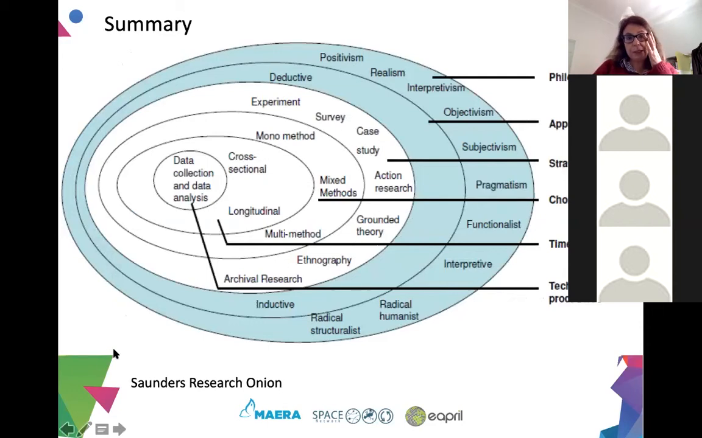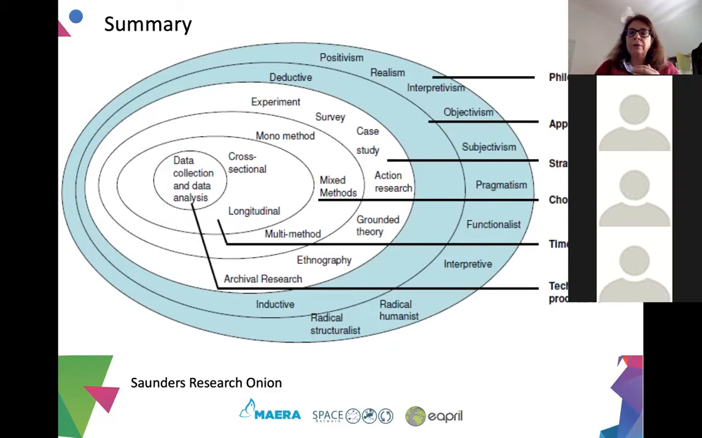I would like to show you this image. Probably you already know it, but I like to use it with my students. This is the Saunders Research Onion. Using this, you can understand the relationship between all the aspects that I described in this webinar. Here you can see the philosophies, which are the outer layer of this onion. In these philosophies, I talked about interpretivism and positivism. But you can see there are other kinds of philosophies. I've just mentioned the two most important ones.